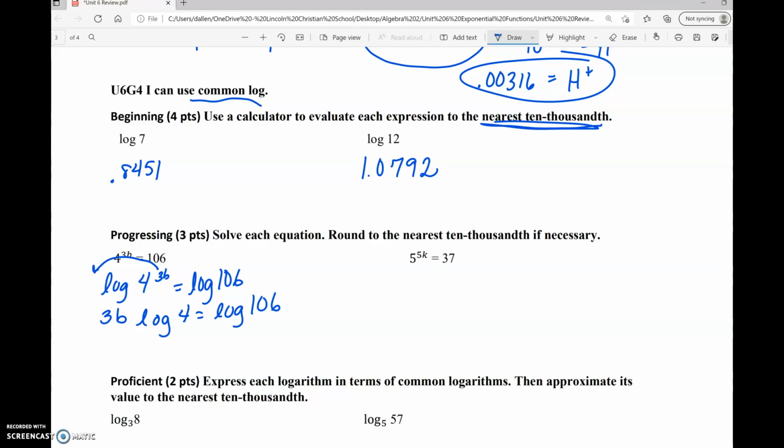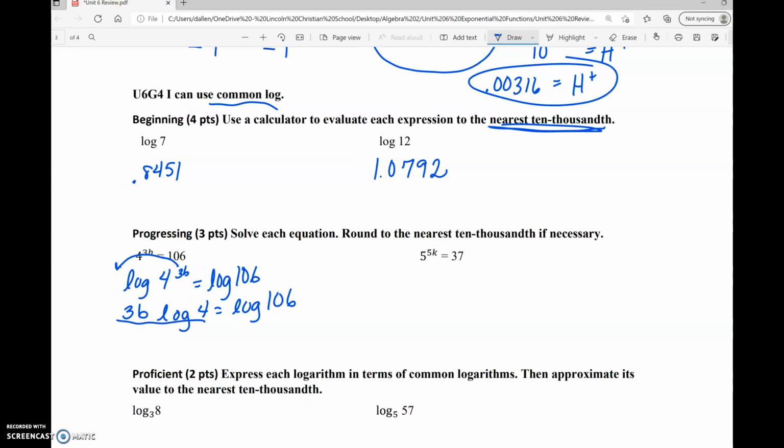And at any time I could figure out what log 106 is, and log 4. So I'm going to get the b by itself. So I'm going to divide by 3 log 4, divide by 3 log 4. Again, when I plug this in the calculator, I want to make sure I put parentheses around that 106. Otherwise, you won't get that right. But you should get 1.1213.